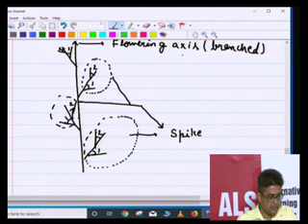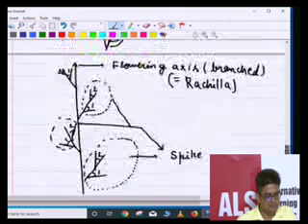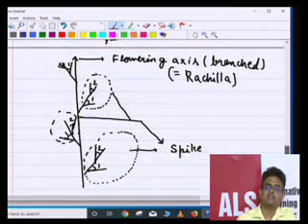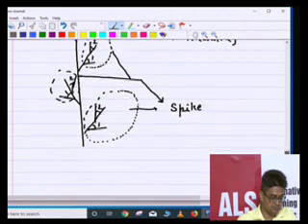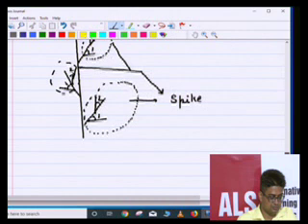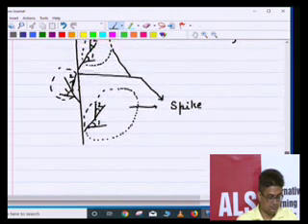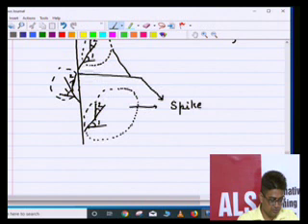Okay. This flowering axis is also called rachilla. Rachilla. Okay. Rachis branches into rachilla. Just a second. I'll draw one other thing here.